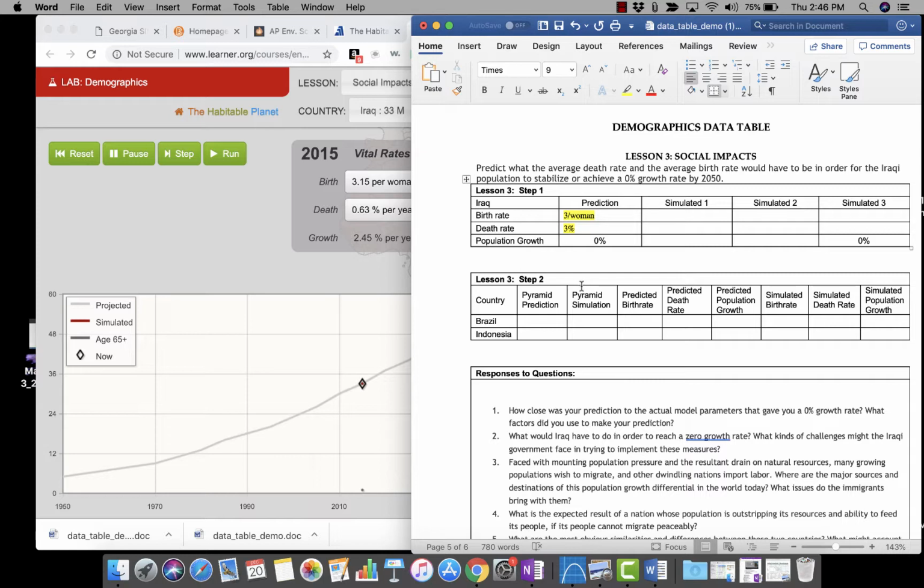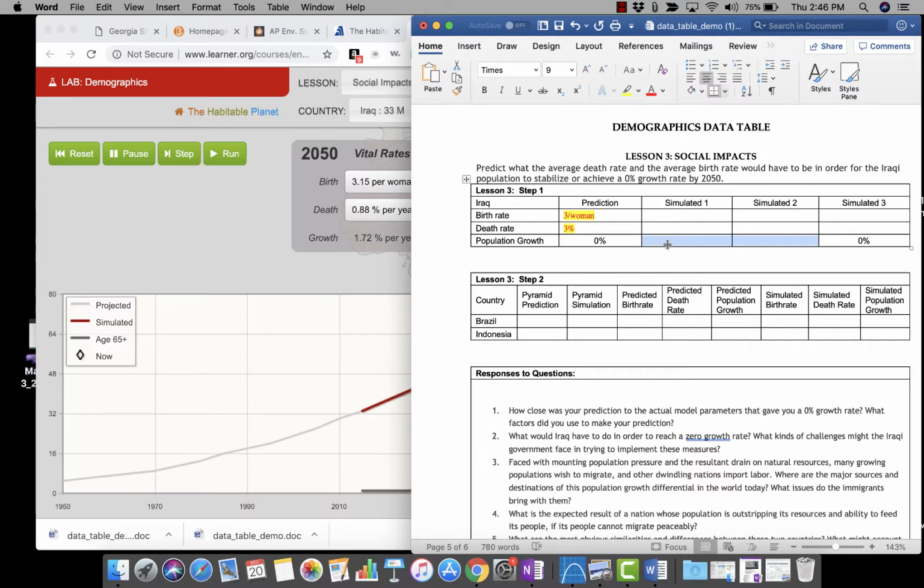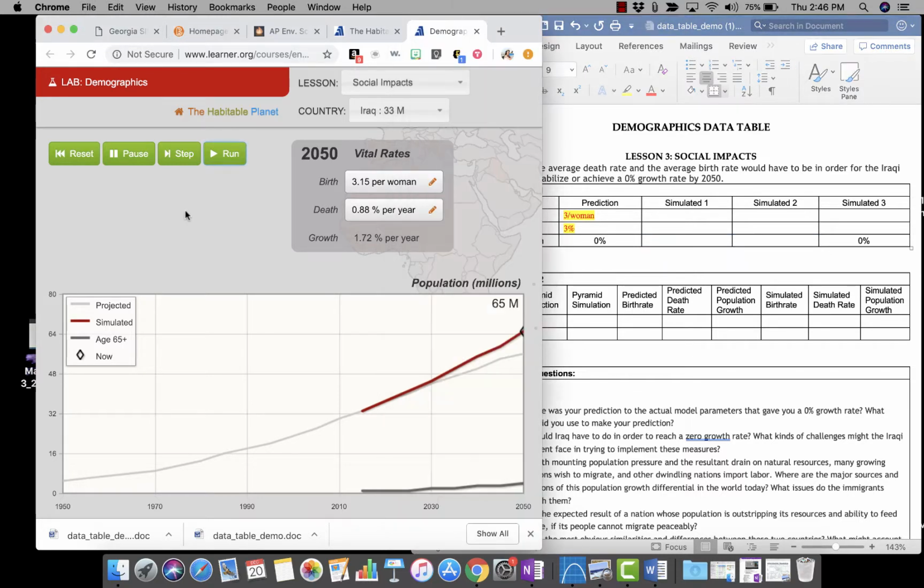Okay, and then it may take you a few times, but basically you'll put like 2 of your guesses here, and then you'll put the one that actually got you to 0. Okay, so let's see what happens actually if we just run this. By 2050, our growth rate is going to be 1.72. Okay, with what they gave us.